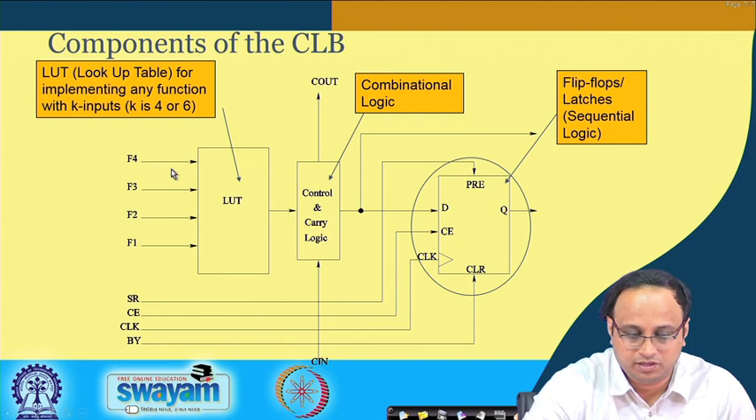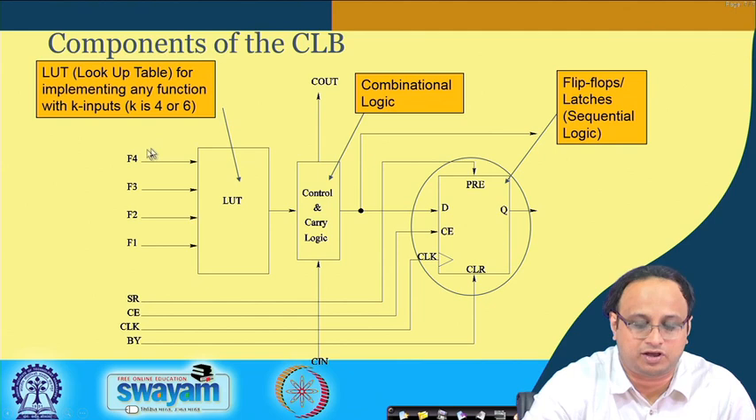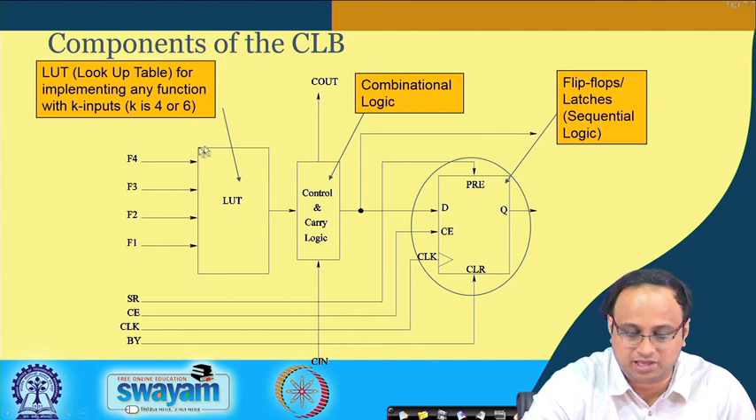So therefore, we have the LUT block. This LUT block can realize any Boolean function of 4 inputs in this diagram. If it is 6, then it can realize any Boolean function of 6 inputs. Sometimes in modern LUTs you do not have only one output, but you have 2 outputs also. But anyway, without loss of generality and without losing too much information, we can think about this architecture right now. We have one output in the LUT and there are 4 inputs to this LUT.